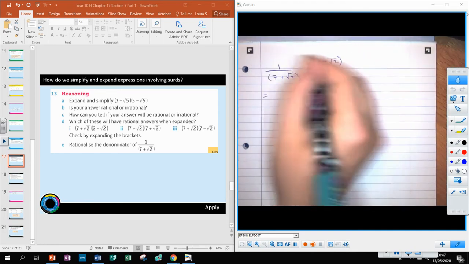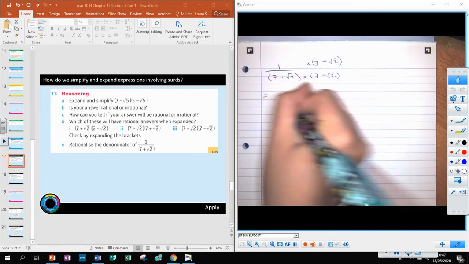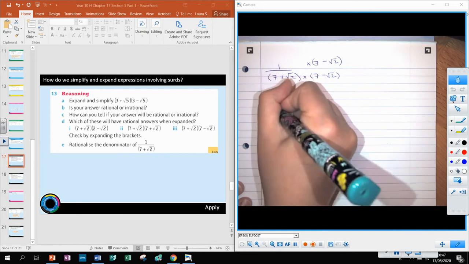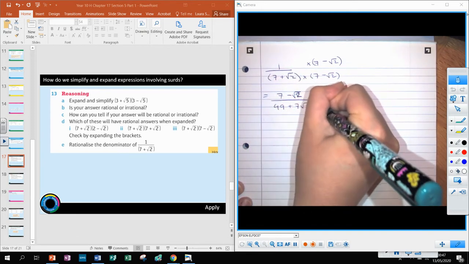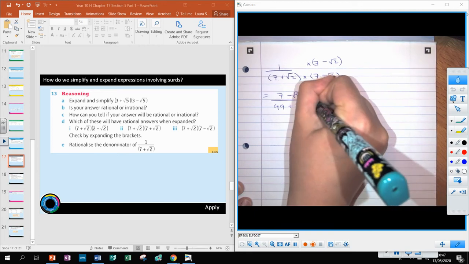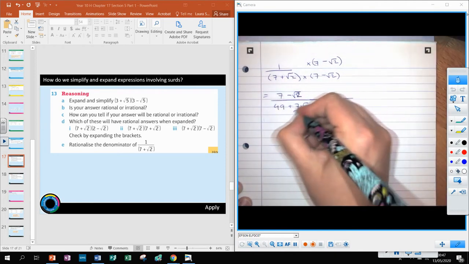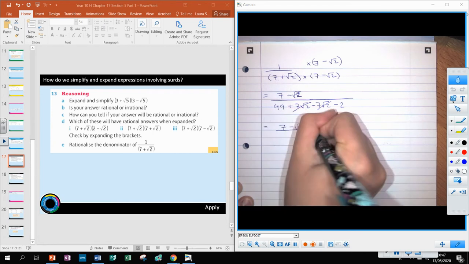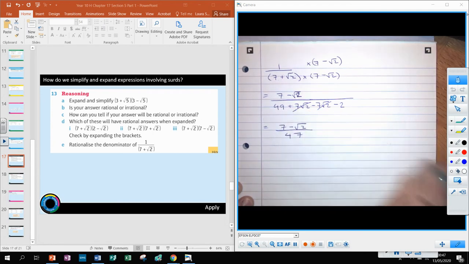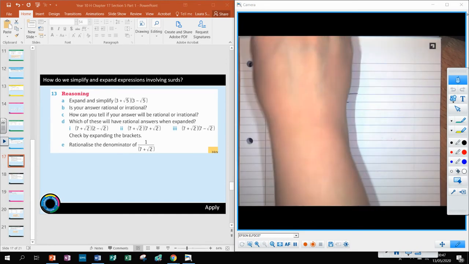So let's do that. On the top, 1 times both of those gives me 7 minus root 2. And then 7 times 7 is 49, and then we have plus the 7 root 2 minus the 7 root 2. And then root 2 times root 2, we get minus 2. Those cancel out, and that will give me 7 minus root 2 all over 47. Final answer. And in the denominator we have a rational number, so we know that it's rationalized.